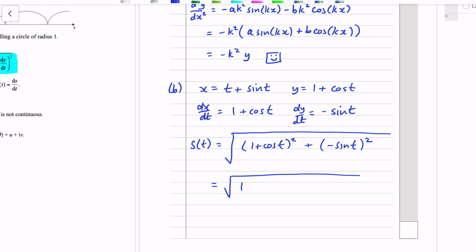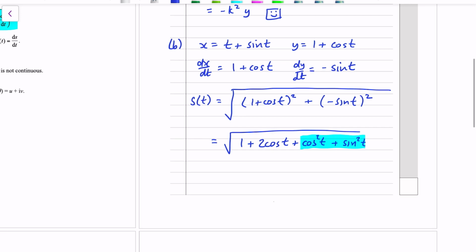So if we expand the first one, we get that. And if we expand the second one, we get that. And then we've got the sine squared t plus cosine squared t thing there. So we're square rooting 2 plus 2 cosine of t. And you can pull the 2 out of the square root if you wanted. It's a common factor there. If you do so, you're going to just get square root 2 out the front.